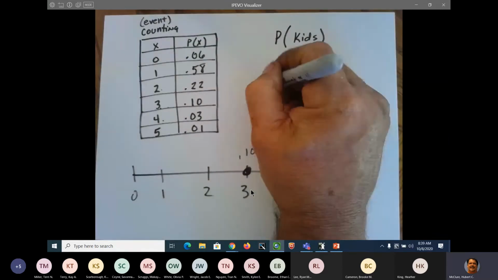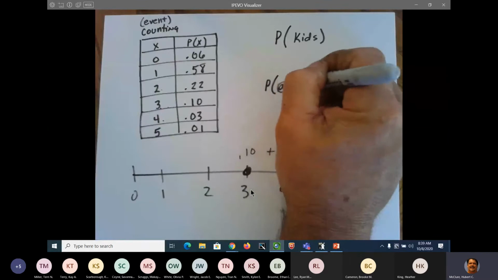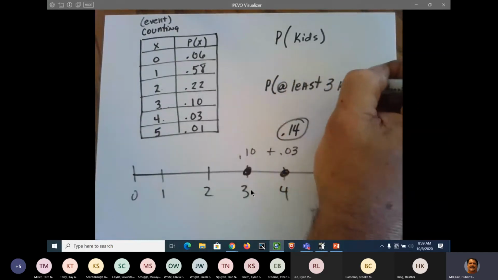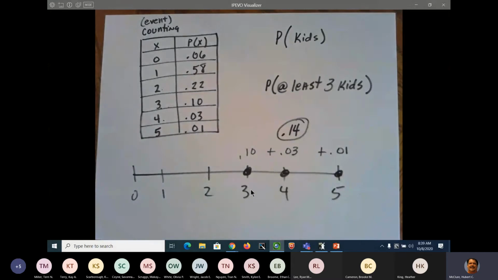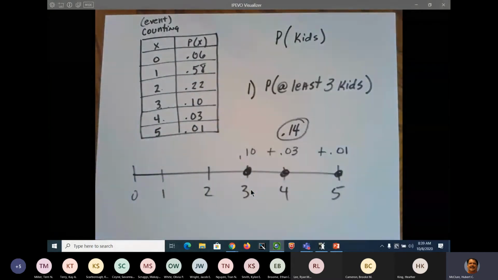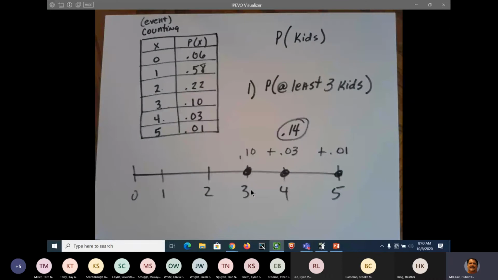I just did the probability of at least 3 kids. Okay, so this is what I would ask you on a test. Number 1 on a test: what is the probability of having at least 3 kids? Boom. They'll give you this.